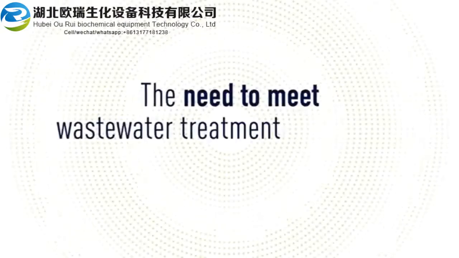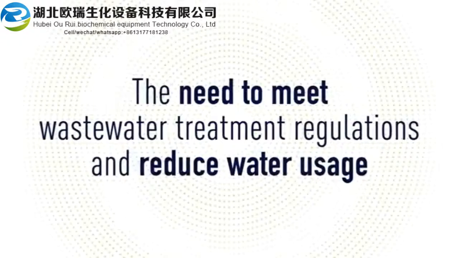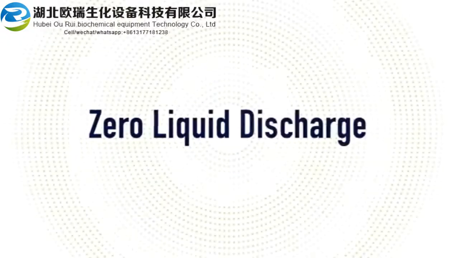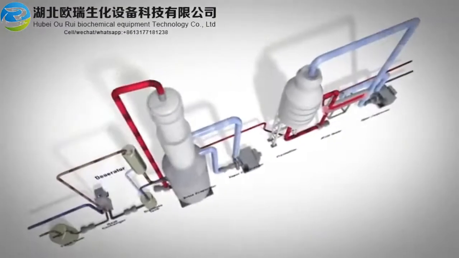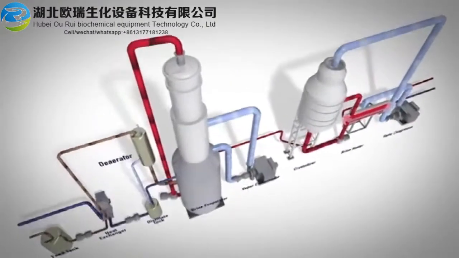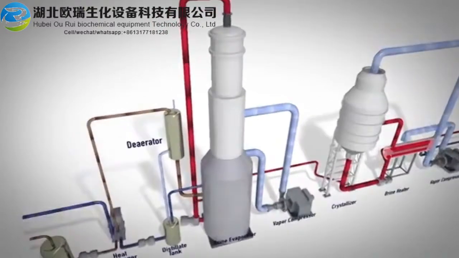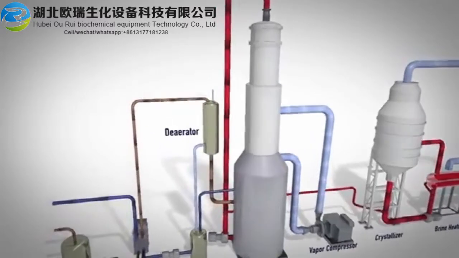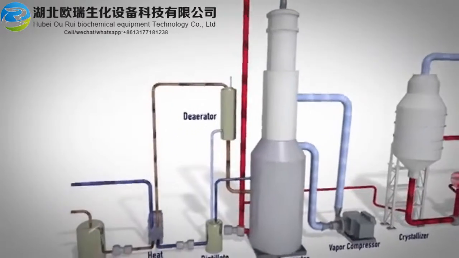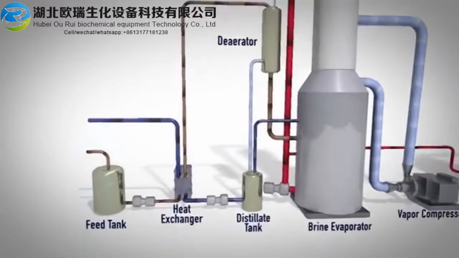The need to meet wastewater treatment regulations and reduce water usage is driving many industrial facilities to implement zero liquid discharge, or ZLD systems as a solution. Suez's standard ZLD system consists of a vertical tube falling film evaporator, or brine concentrator, followed by a forced circulation crystallizer, enabling you to eliminate liquid waste streams from your plant and produce high-purity water for reuse.